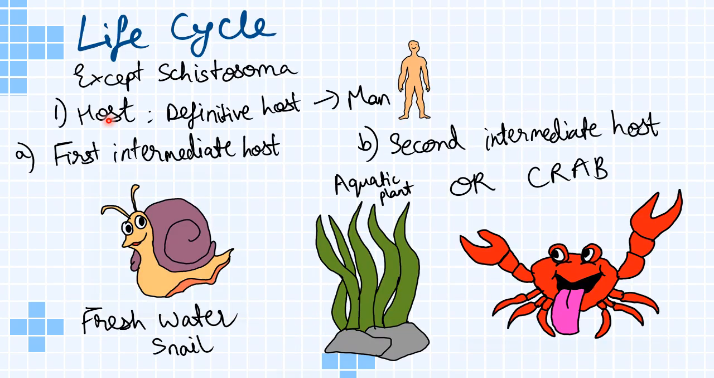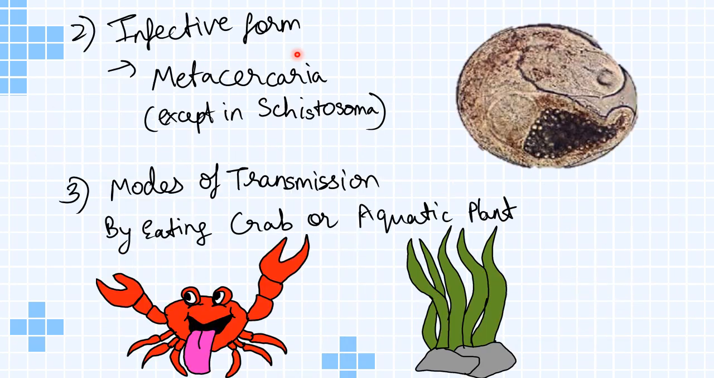In most trematode infections, humans serve as the definitive host. A freshwater snail acts as the first intermediate host. For the second intermediate host, we have either aquatic plants or crabs. The infective stage for humans develops in this second intermediate host. For most trematodes, the infective stage is Metacercaria, except in Schistosoma. Humans acquire infection by consuming contaminated aquatic plants, fish, or crabs containing Metacercaria.